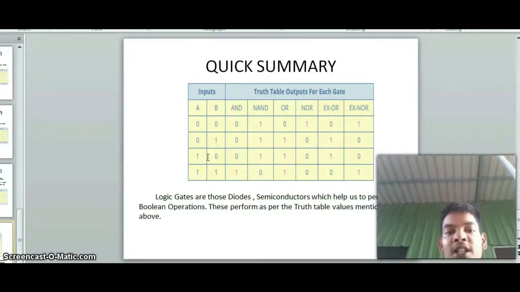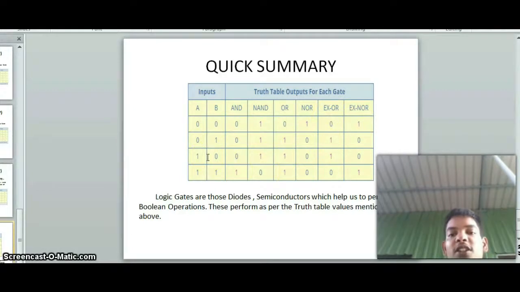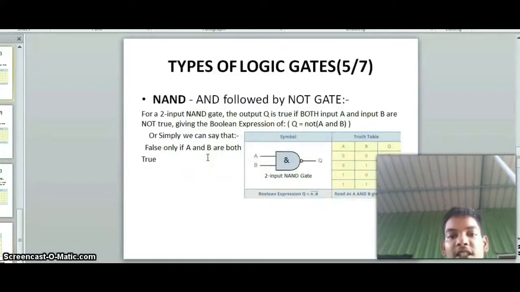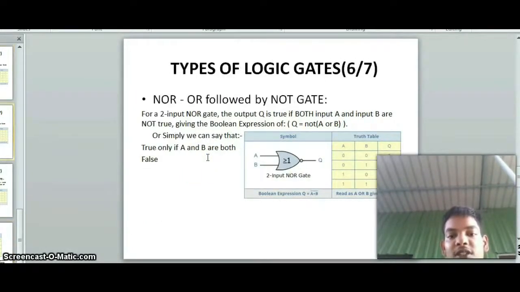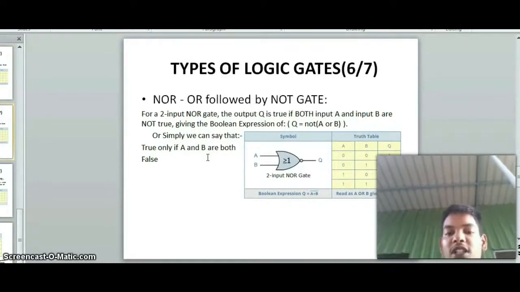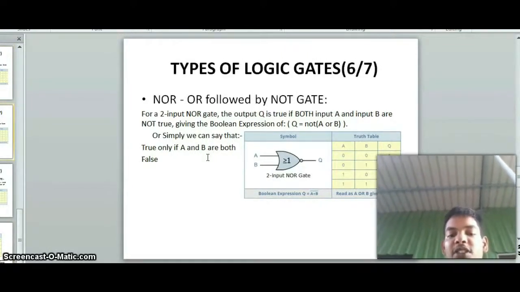And a very important point in logic gates: the NAND and the NOR. These both gates are known as universal gates because they help in designing and making many other gates using the famous De Morgan's law.